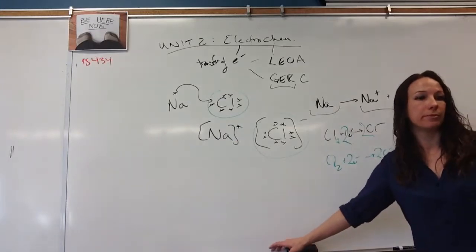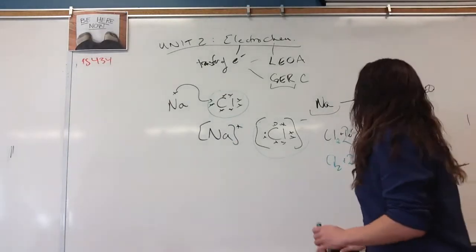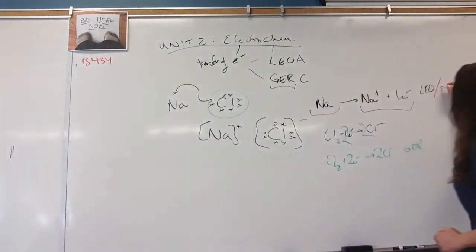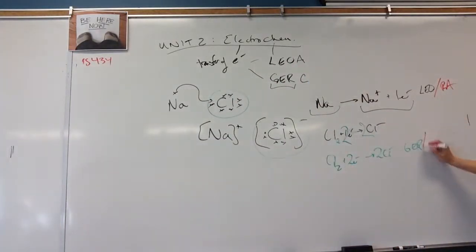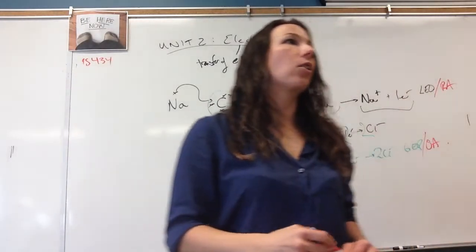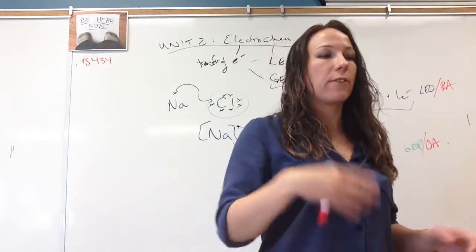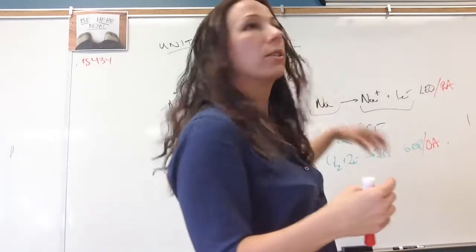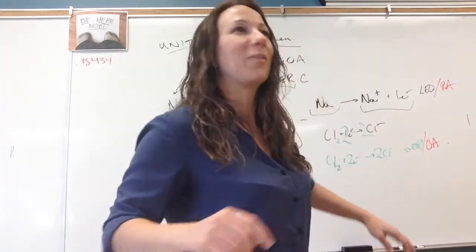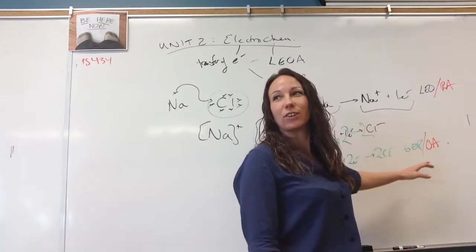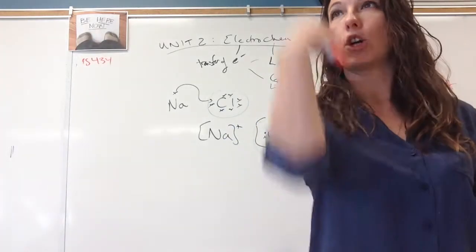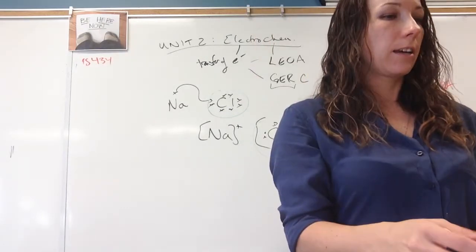No problems? Okay, so we also talked about how LEO is a reducing agent and GER is an oxidizing agent, because if it is gained, it causes something else to be oxidized. If it is reduced, it causes, I forget what I just finished saying. But anyway, LEO is the reducing agent and GER is the oxidizing agent. It's opposite of what you think because it causes the other thing to do it. Everybody happy?